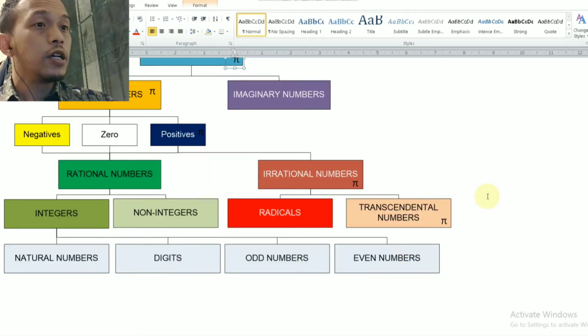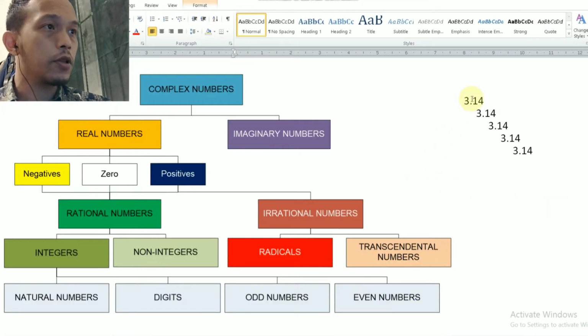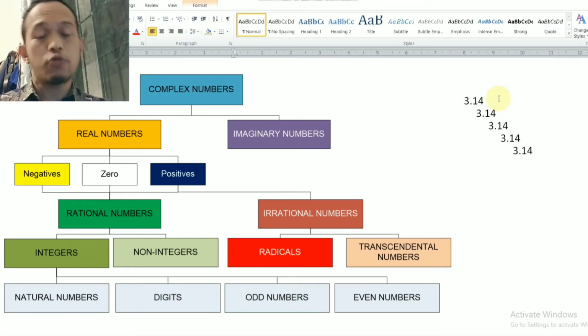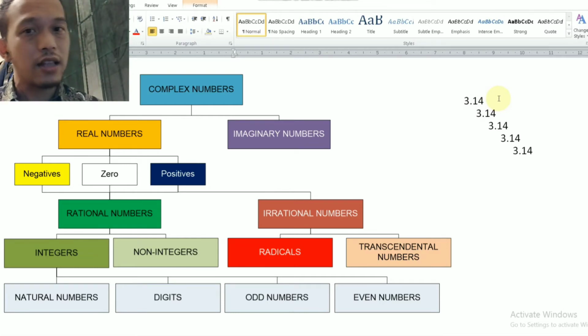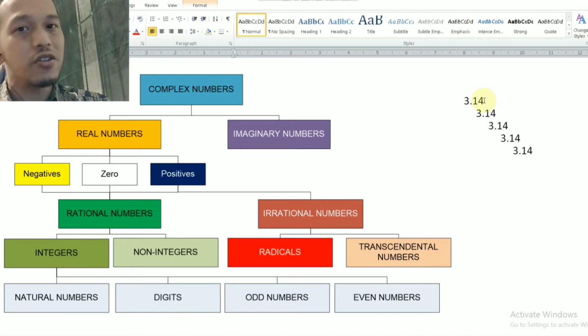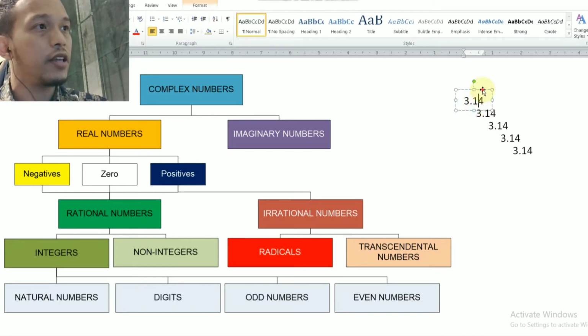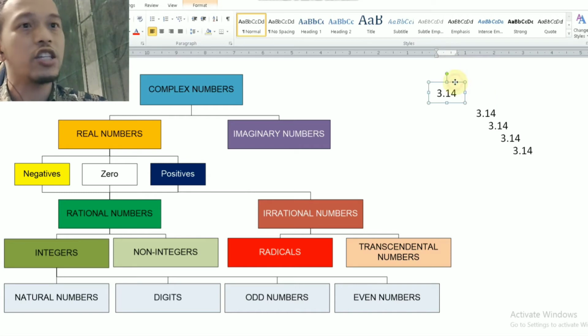Now let's have the third example, 3.14. 3.14 is not pi. Please remember that 3.14 is not pi because it is an approximation value for pi, not exactly pi. This is a terminating decimal, not an endless decimal. It means a terminating decimal must be a non-integer. But by definition, it is a rational number, since you can express it as a ratio of two integers.